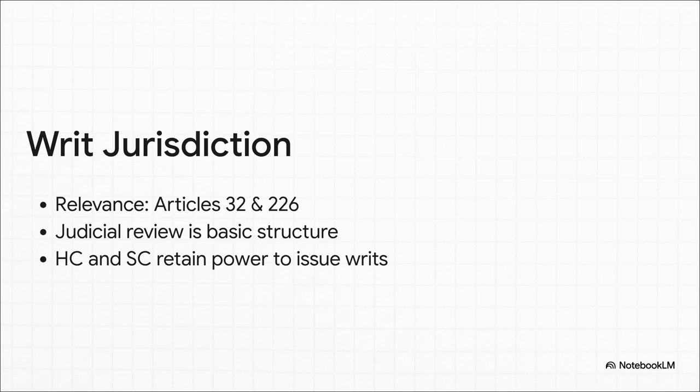Let's really dissect the ratio decidendi here. The background involved legislative attempts to create administrative tribunals that effectively bypassed the jurisdiction of high courts. The Supreme Court decisively ruled that the power of judicial review vested in both the Supreme Court under Article 32 and the High Courts under Article 226 is a core, unalterable feature of the Constitution. That's the basic structure doctrine. The absolute relevance here is that Parliament cannot, even through a constitutional amendment, strip away the writ jurisdictions of these constitutional courts. Ensure you detail this basic structure doctrine in your answer to elevate your academic argument.